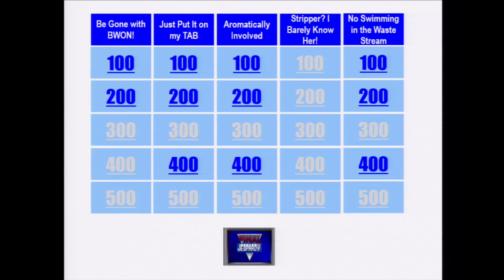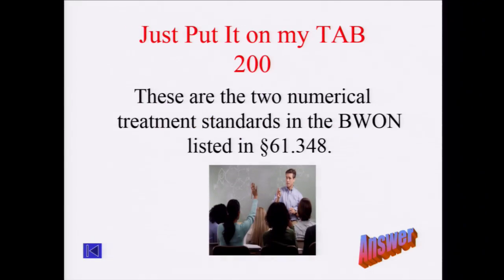They probably shouldn't put that there. Yeah, I should probably move that. Okay, which one? Oh, yeah, let's do one of the columns, although they're not necessarily easy. That's true. Just put it on my tab for 200. Just put it on my tab for 200.